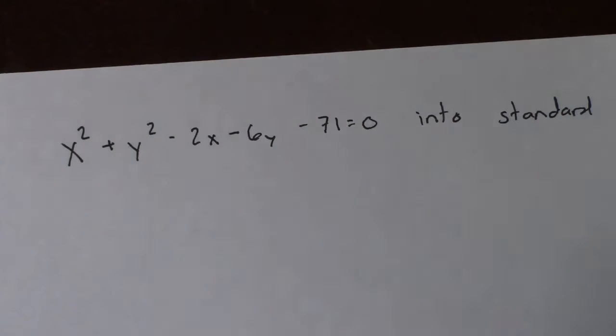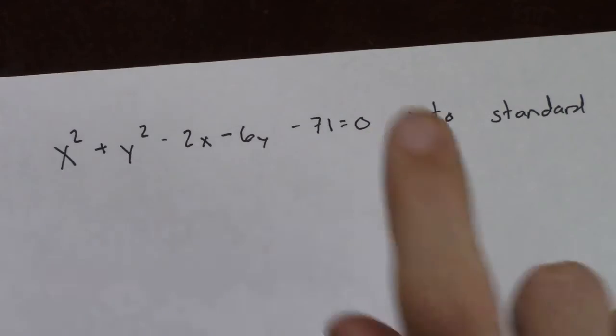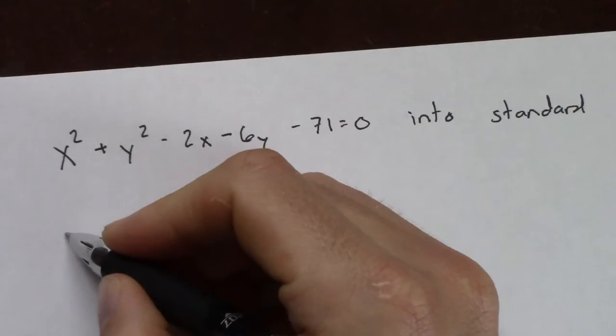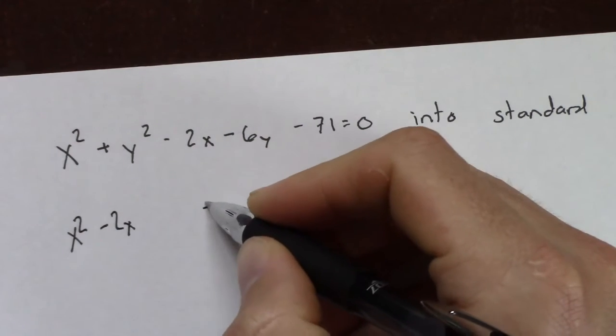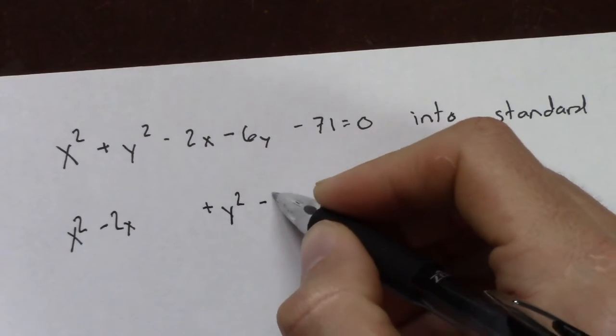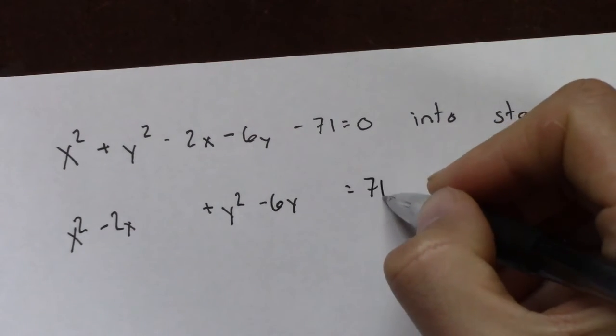The first thing I'm going to do is just do some rearranging of parts. I want to group my variables together, and I want to get the plain numbers to the other side. So in doing that, I can just rearrange, move the minus 2x over. I've got my y squared minus 6y, and I'm going to add my 71 to the other side.